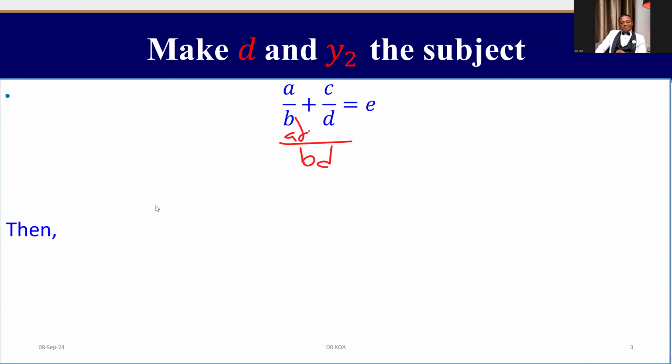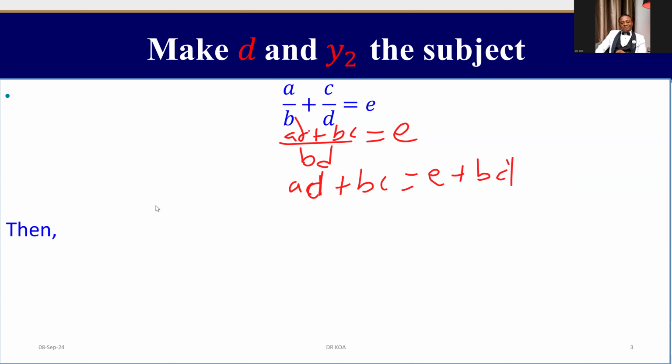Okay, then plus D goes into BD is B, B times C is BC. Now this is equal to E. You can now cross multiply. So you have AD plus BC equal to E plus BD. And you're looking for D. And D is on both sides, so you group like terms.